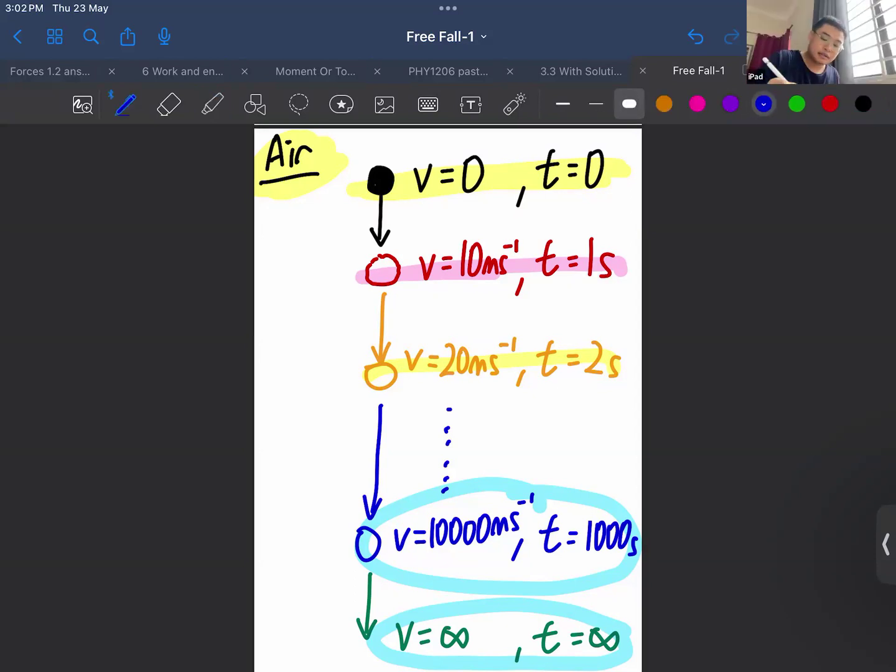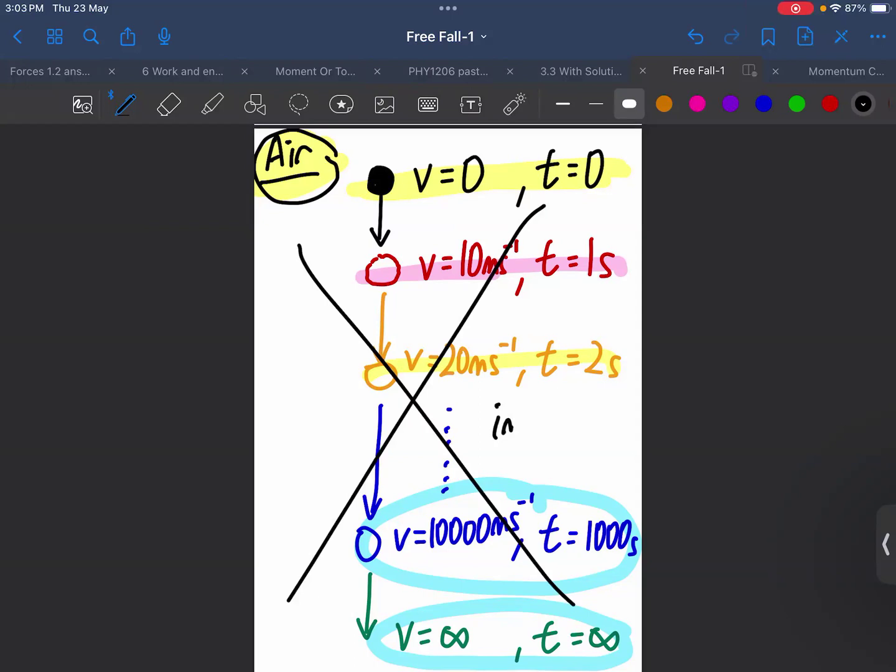The answer is in the air. Notice that I said that this is in the air. That means that I'm now talking about the situation happening on the lovely earth. The answer is this one is impossible. It cannot happen. I agree that when you are falling down, your velocity will be increasing. But I do not agree that your velocity will be increasing up to infinity.